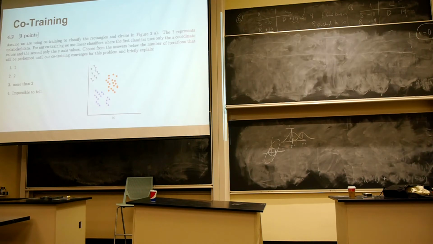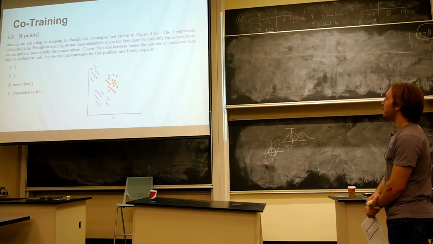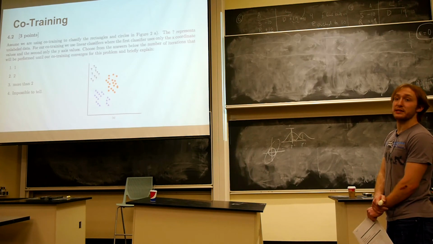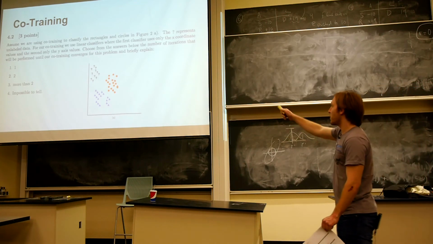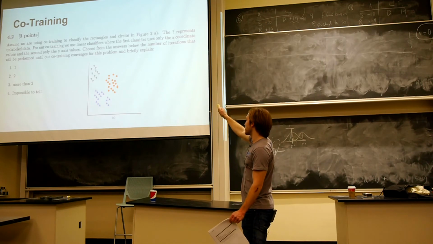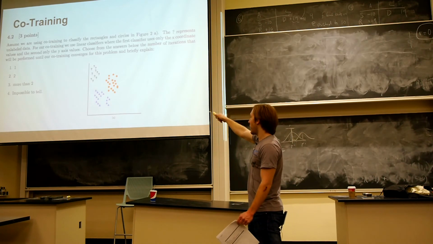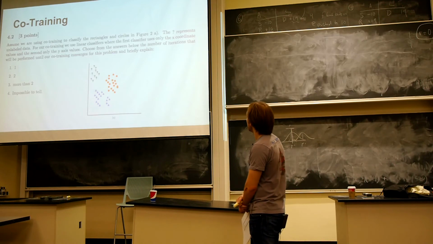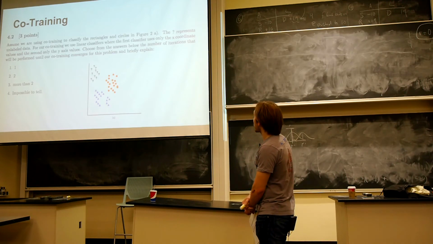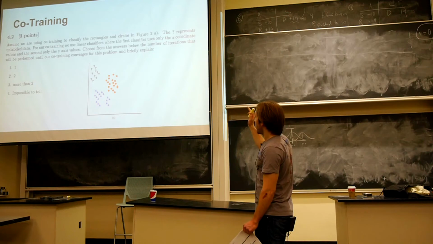Okay, so let's go on to co-training. Hopefully we have about 5 more minutes. Hope we can get through this question pretty fast and then maybe on to the next one. Suppose we're doing co-training. If you remember, co-training is a semi-supervised algorithm. We don't know the labels for the question marks. We know the labels of the others: one class is red circles, the other is blue triangles. For our classifiers for co-training, we use linear classifiers, where the first one only uses the x coordinates of the data points, and the second one only uses the y coordinates.